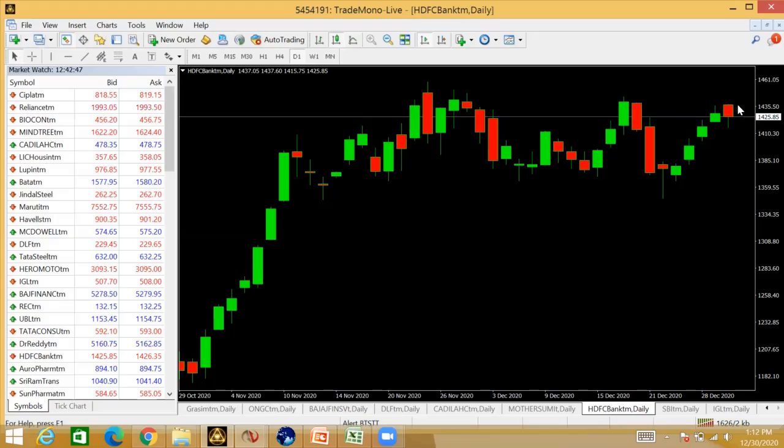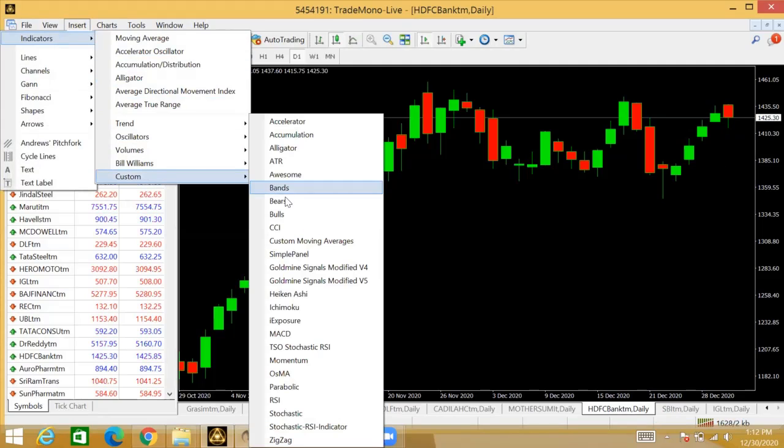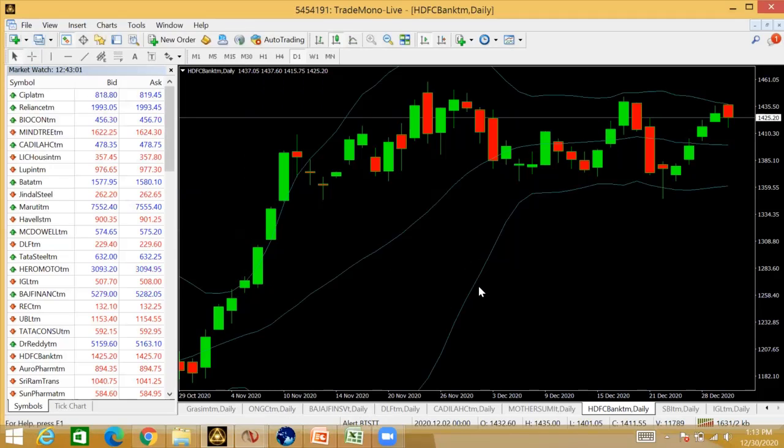Right now you can see the last candle of HDFC Bank is red, so that means the stock is going down. Why is the stock going down? Let us apply some indicator, which is a Bollinger Band. I have applied the Bollinger Band. Now as you can see, maybe the reason the stock is falling today is that it has touched the upper band.